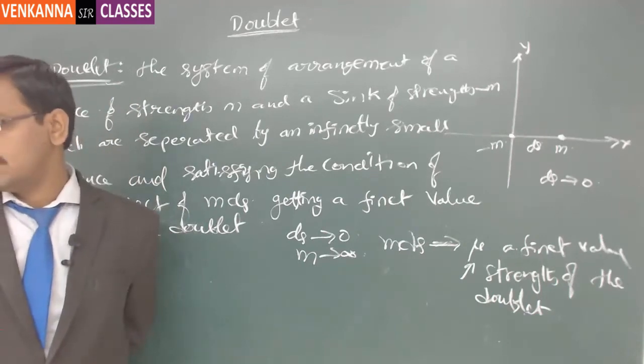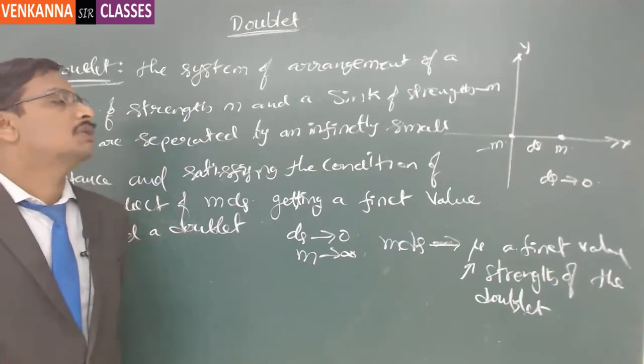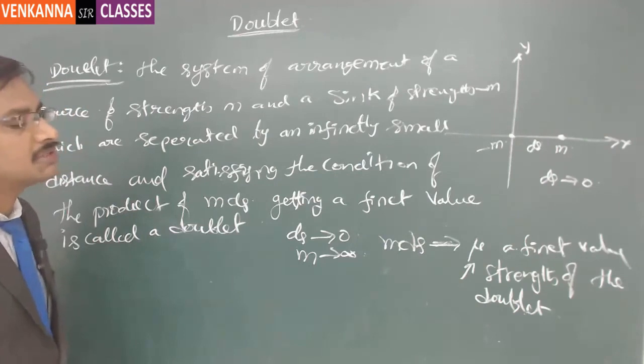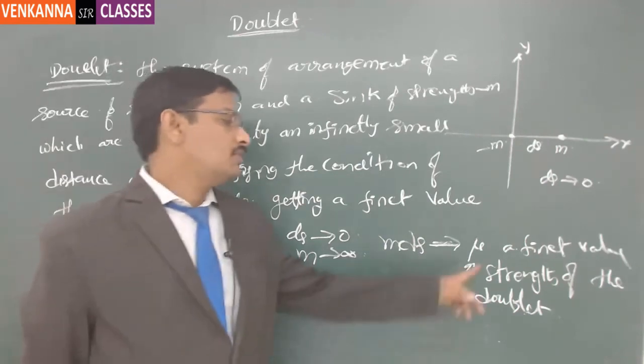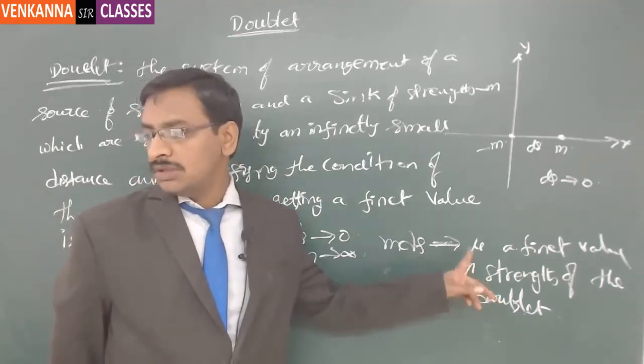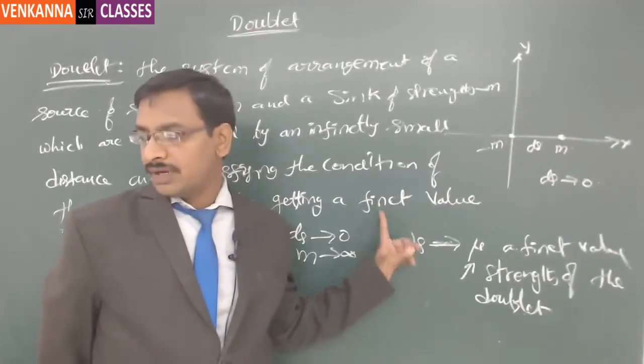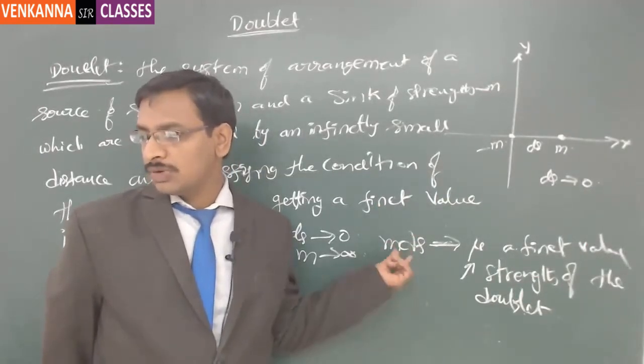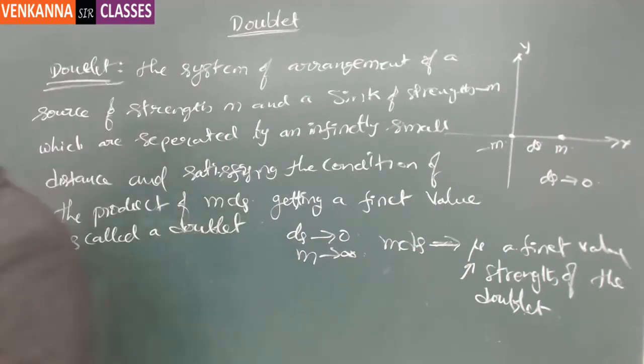So no difference. A source and a sink, both separated by an infinitely small distance, and to have a finite value for this doublet magnitude, m should be so high and ds should be so low. The product should be finite. Got it? That is the condition. Note this down.